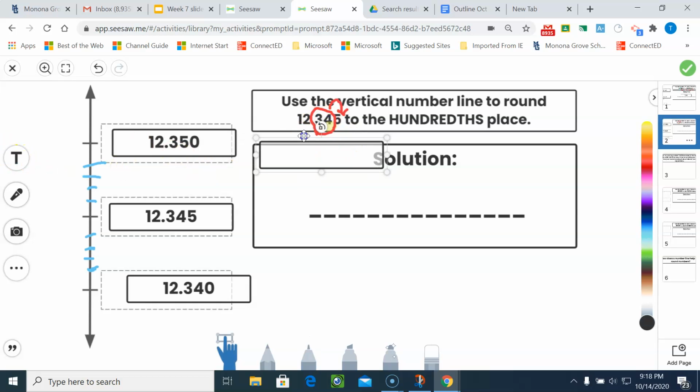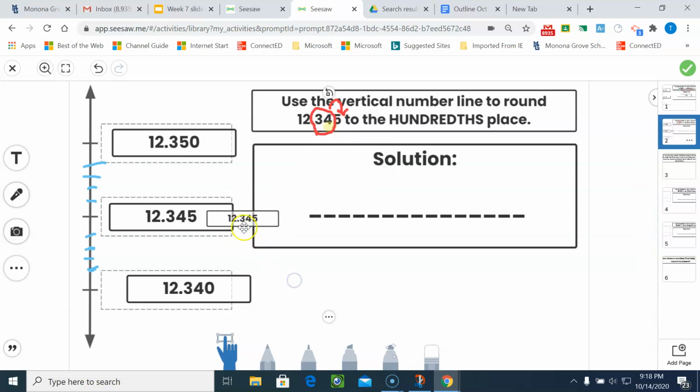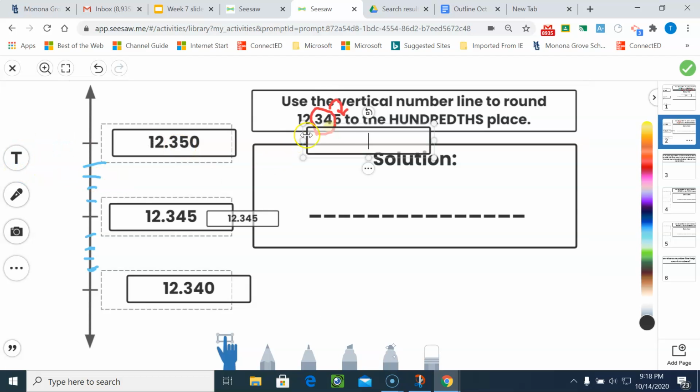Now I'm going to grab another text box. I'm going to put the number that we are trying to round right here. So 12 and 345 thousandths. Okay, so let's shrink this guy down and figure out where he goes. 12 and 345. Ooh, that's right in the middle here, isn't it? So the rule is, if it's right in the middle, I'm going to round up to that next place value place. So my answer is going to be this right here, 12 and 35 hundredths. 12 and 35 hundredths. And that is my answer.